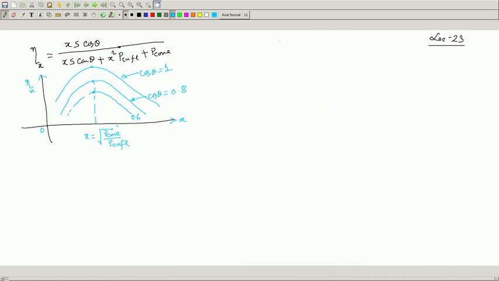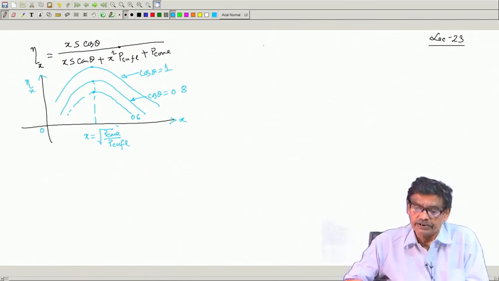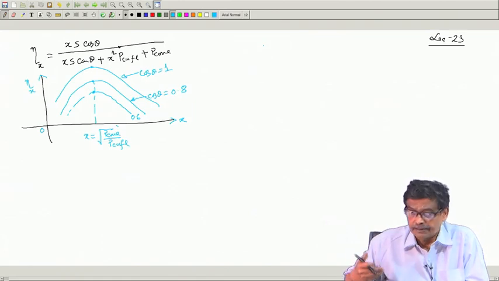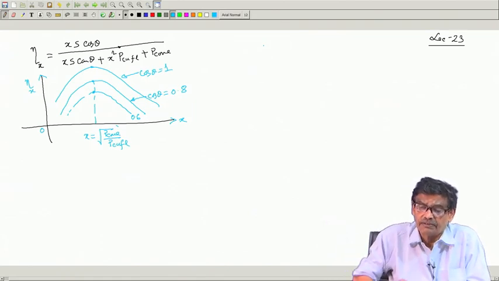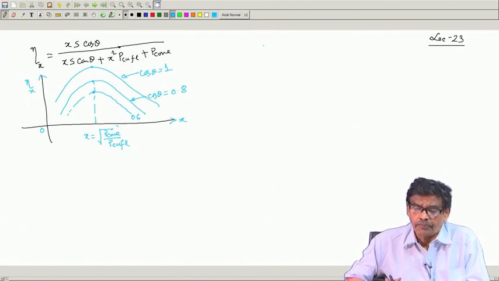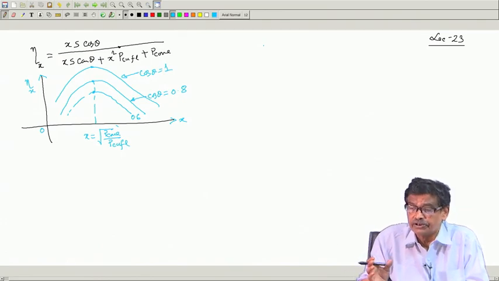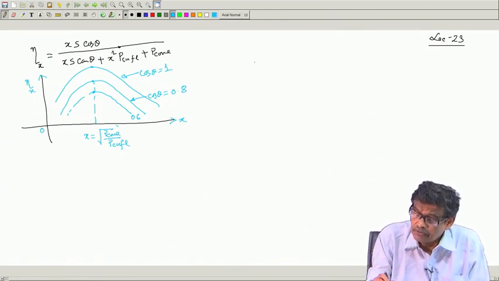Then we told you the importance of energy efficiency, particularly with respect to a distribution transformer, where the load on the secondary will change as the day progresses. For some interval of time it will be operating at degree of loading x1, power factor cos theta 1, for a duration of time t1. That efficiency is called all day efficiency or energy efficiency.